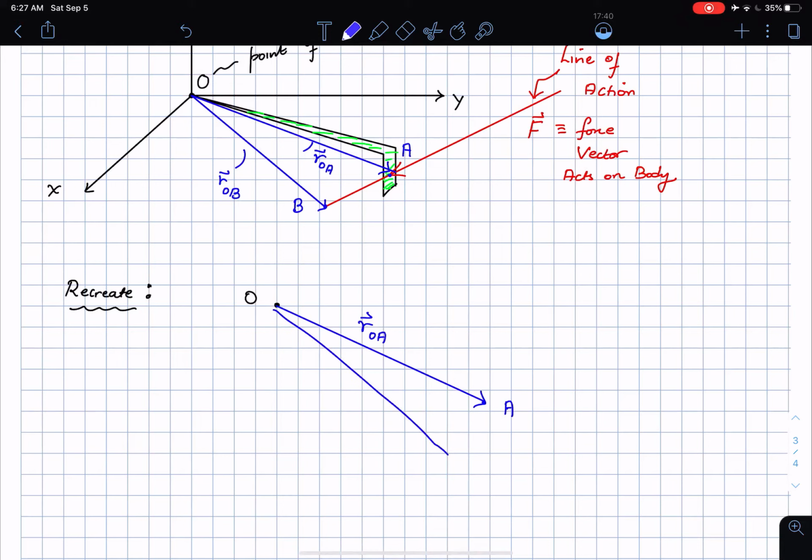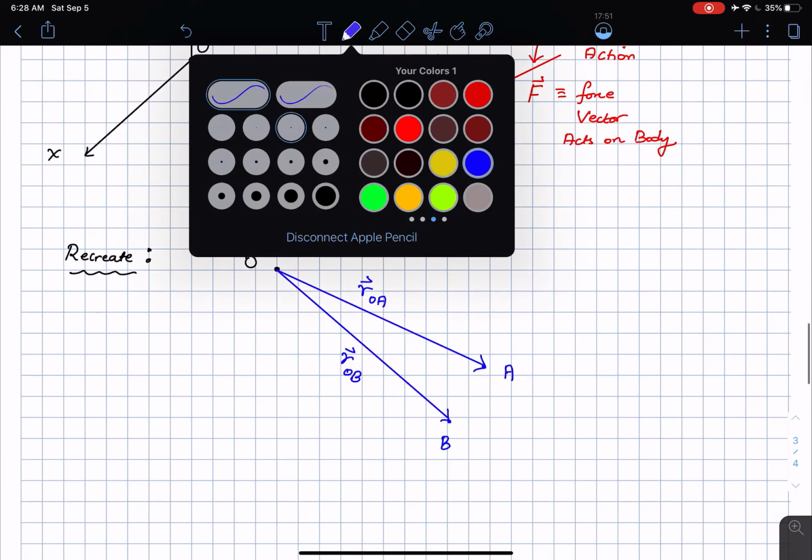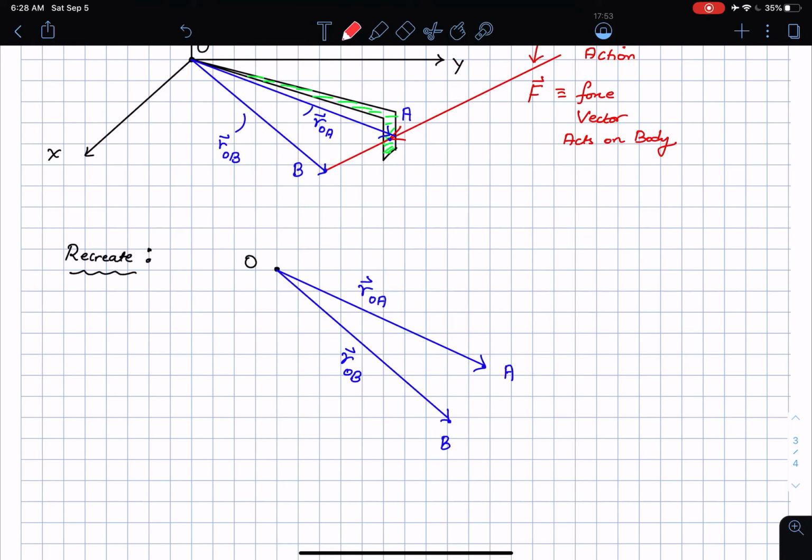Then I have another point, point B. This is the point B, and this is vector R_OB. And then I have this force vector, as you can see from the previous figure, that is acting along these points. The force vector is actually acting at the point A, but I'm just extending its line of action. So this is the force vector F, and this is the line of action. This is the point of interest.